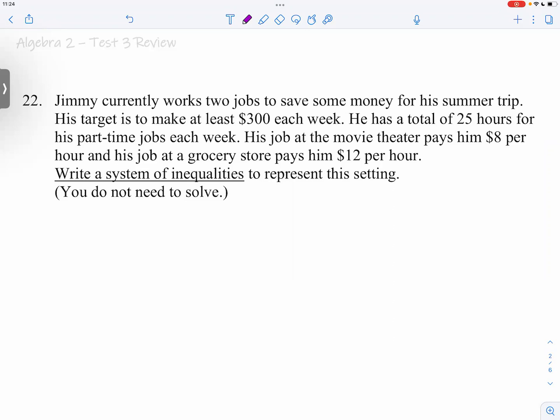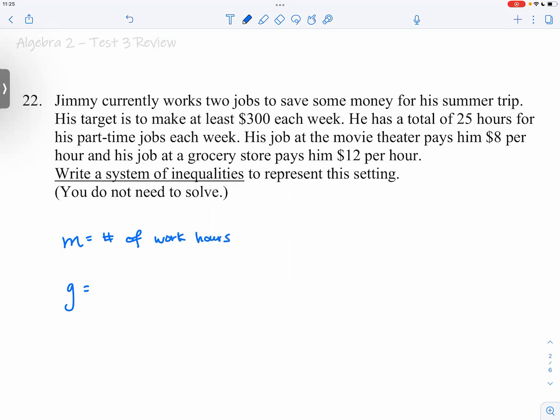Okay, so let's go ahead and write a set of inequalities for this setting. But before we do that, we need to set some variables, and this is probably the most important part of the whole process. It doesn't seem very hard, but it is the most important part, because you've got to have these variables, and you've got to define what these variables are. Now, some people would just put down M for movie theater, G for grocery store. That's not good at all, because you've got to specify that this is the number of work hours.